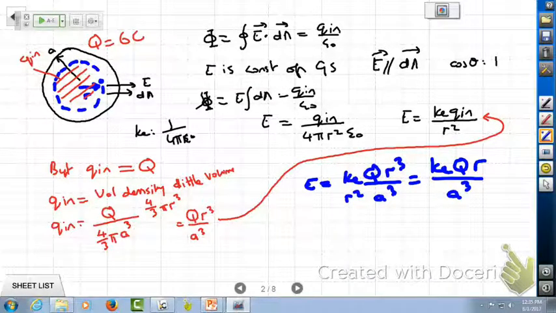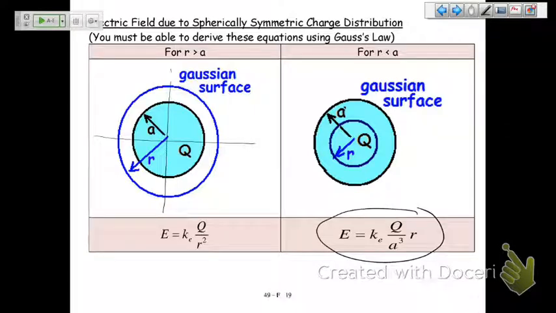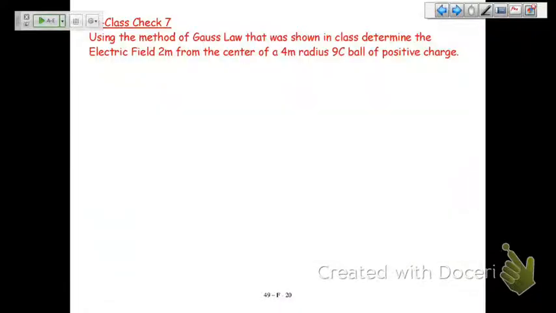We did stuff analogous to this before in Physics 1. Okay? So that's where that comes from. Boom, boom. Not bad, yeah?